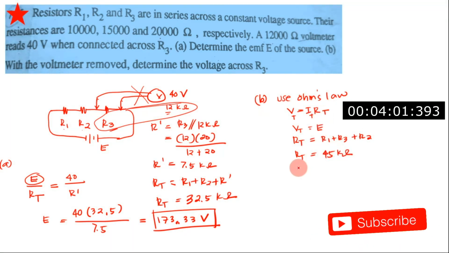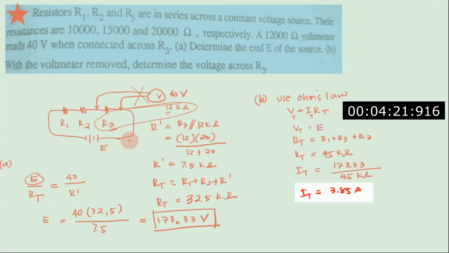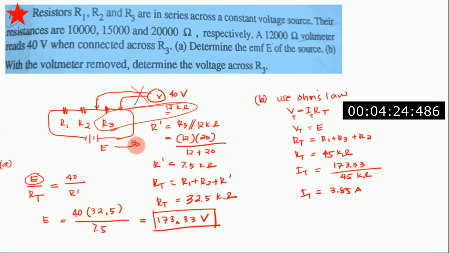Having that value, you can now solve for the total current, which is E, 173.33, divided by 45 kilo ohms. And if you have your calculator, you can solve this current as 3.85 milliamperes. So this will be the current flowing here, your I sub T without the voltmeter. By Ohm's law, this current will pass through R3, so you can now solve for the voltage at R3, which is IT times R3.